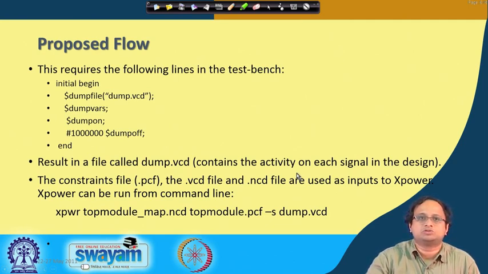Then you can add a constraint file which is called the .pcf file, and the .vcd file and the .ncd files are used as inputs to the xpower tool, and xpower can be run from the command line. If you run it then you will get a profiling of power with time. So you get a dynamic simulation of the power consumption. You don't get a monolithic value of power at the end, but you get a power simulation which you can use as a representative of your power trace.